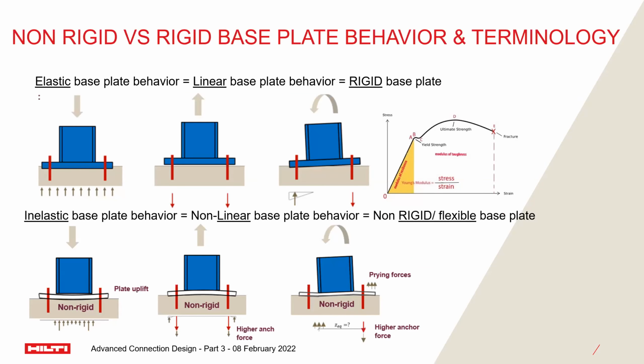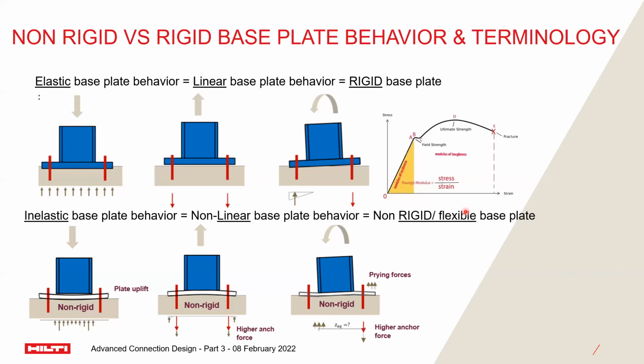So now, before I go into each and every detail of the component-based finite element methodology, let's look at some terminology in regards to rigid and non-rigid base plates that are often confused. For the rigid case, which is the one on the top, the terms elastic, linear, and rigid all relate to the same, as explained earlier, behavior of the plate, which is well represented by the linear portion of the stress-strain curve, as highlighted in yellow.